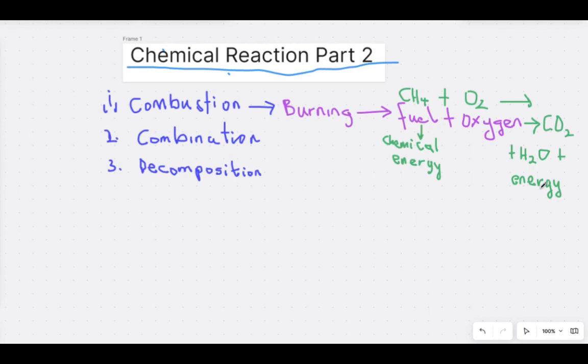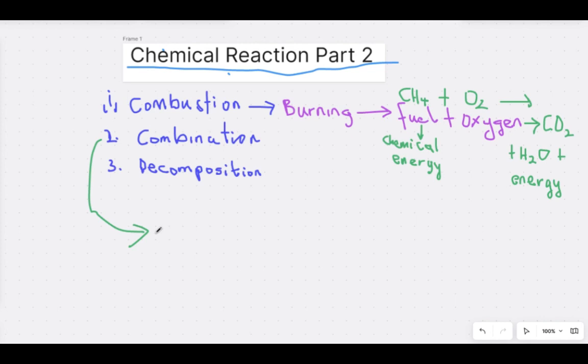So that's for combustion reaction. Now let's go to the second one, which is combination reaction. I think for the sake of clarity, we have to rewrite them somewhere down here, or use an arrow to show what we are describing. Now we are dealing with combination reaction. In combination reaction, two substances join together to form one new compound.